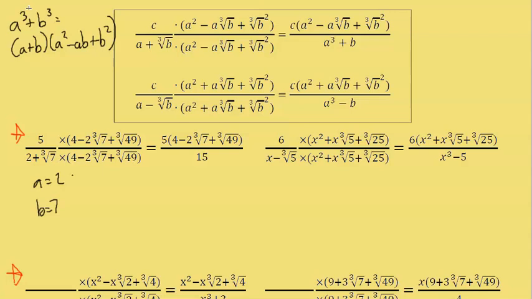So a squared would be 2 times 2, that's 4, minus 2 times the cube root of 7, and then you would add the cube root of b squared. Well, 7 times 7 is 49, cube root of 49, and then you end up with a cubed plus b. So it'd be 2 times 2 times 2 plus 7. That's 8 plus 7. That's how they got 15.